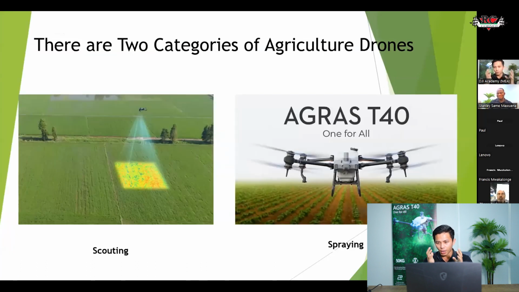Maybe you might be a bit confused, so let me categorize to make it very simple. There are two kinds: one is for scouting, another is for spray drones. For scouting, in the picture you will see different colors, and that means a lot to us. The drone is a Mavic 3 Multispectral, introduced in 2021.